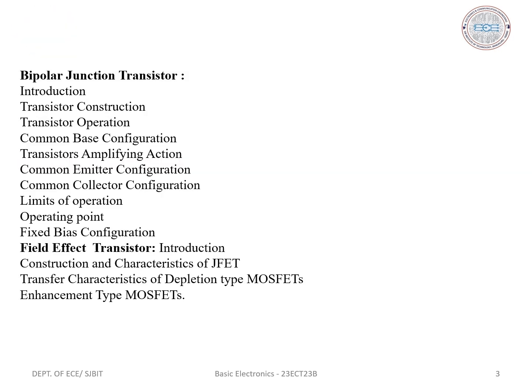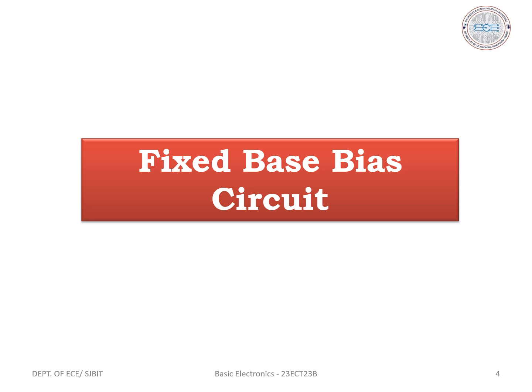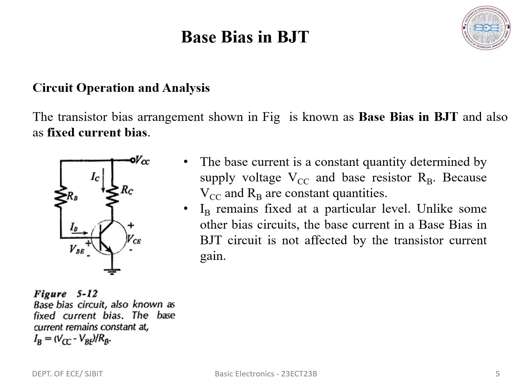Today I am going to explain the concepts regarding Module 2 in Basic Electronics, that is the bipolar junction transistor. In this, I am explaining fixed bias, the base bias circuit. This is the base bias in BJT. This is the circuit that has been given. It is a base bias circuit, also known as fixed current bias.